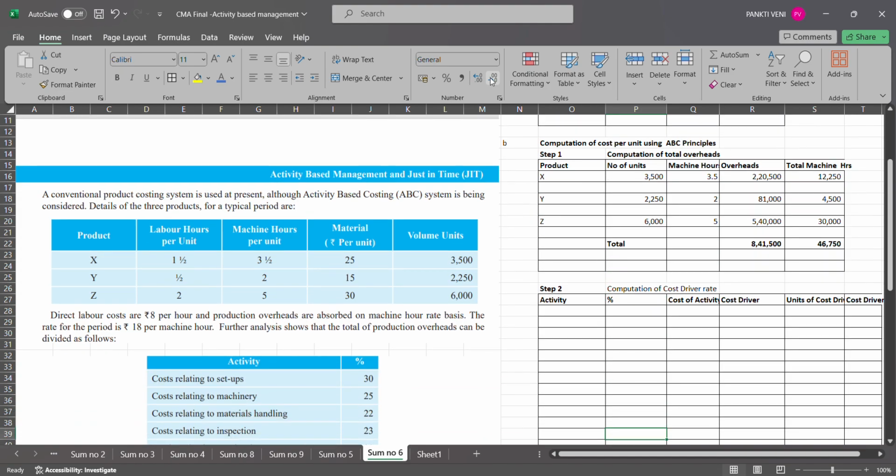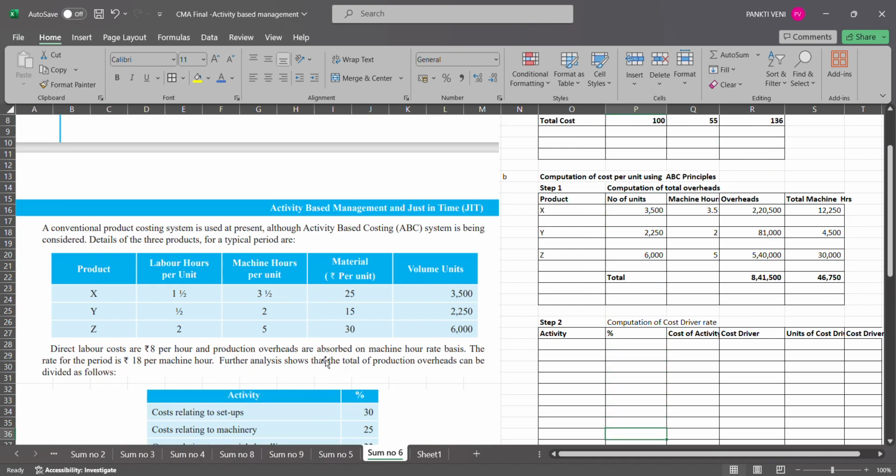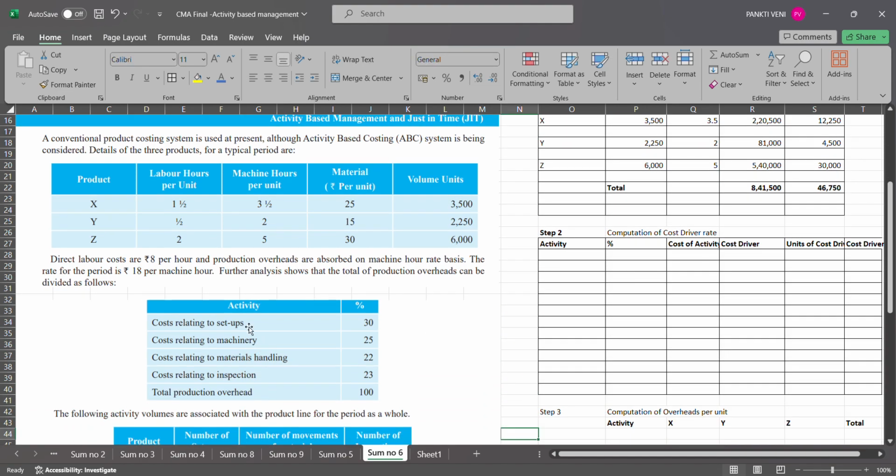Now let me take activity wise. If you go through the question, I started from the first question. The first table gave me information related to machine hour overhead, so I calculated the machine hour overhead. Now if I move further, they have given me information related to different activities. So I'll note down my cost drivers, in fact my overheads activity wise.